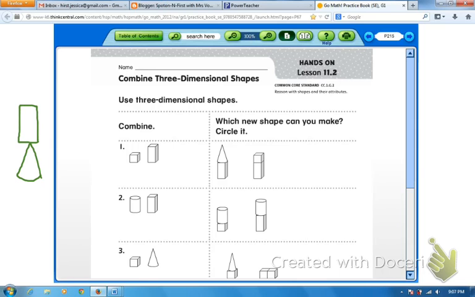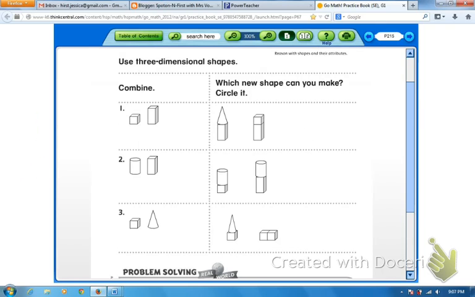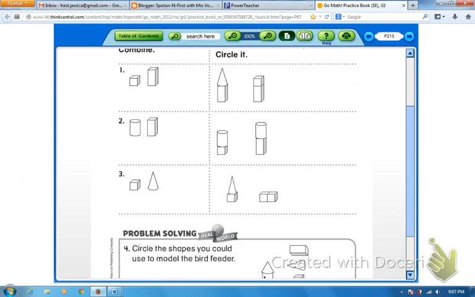So we talked about which kind of objects we can stack on top of each other or put next to each other. It doesn't have to be stacked to make a new shape. So that's what they're doing on the first couple of problems. They give them two shapes, such as number 1, a cube and rectangular prism, and they have to decide if you put those shapes together to make a new shape, which shape could you make? That would be the second one. Same thing on number 2 and 3.